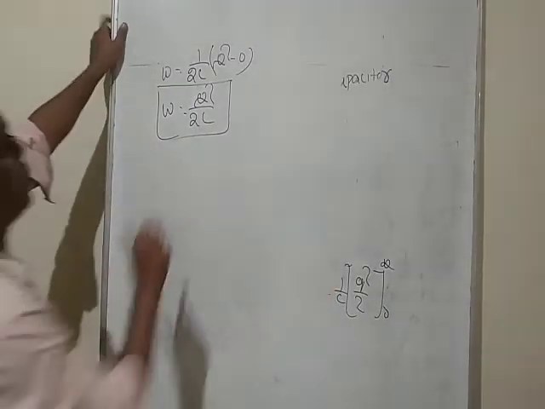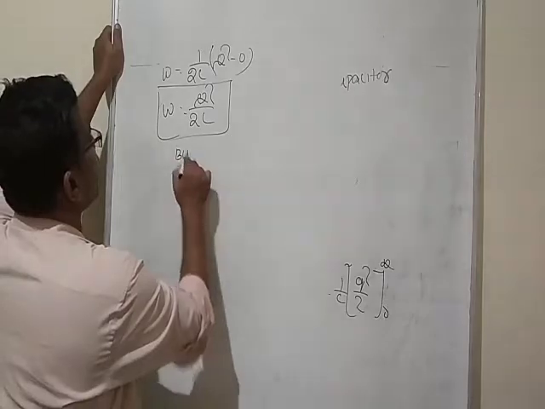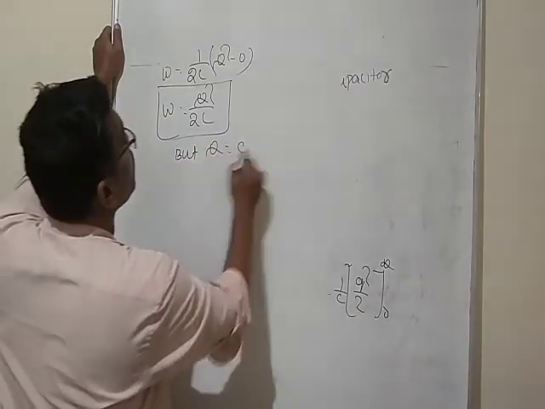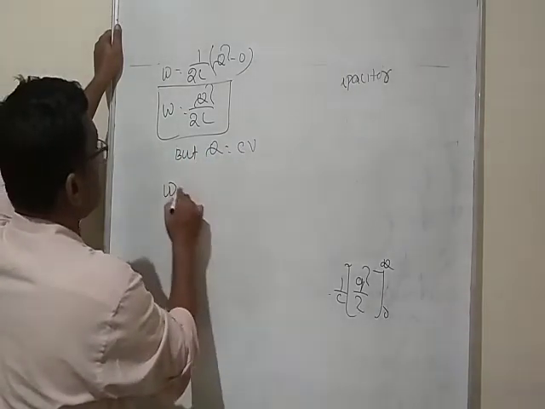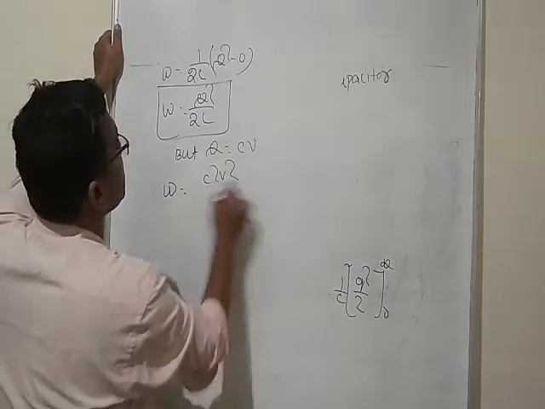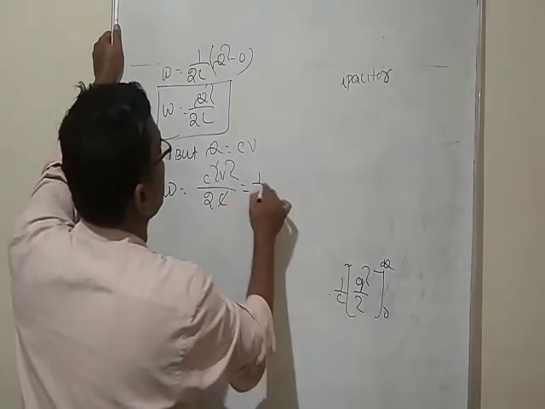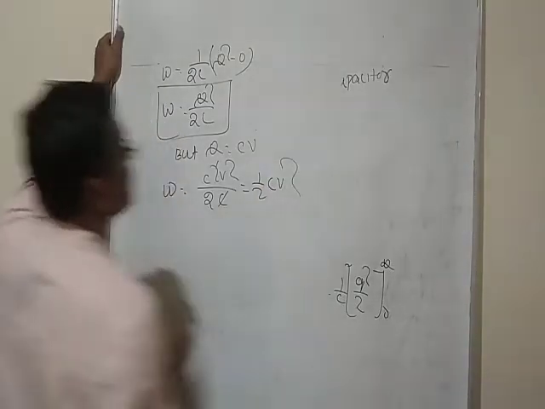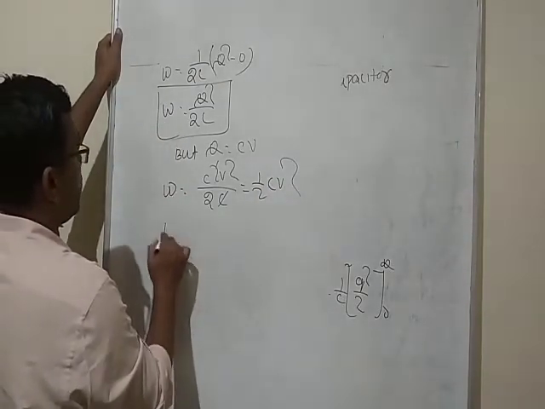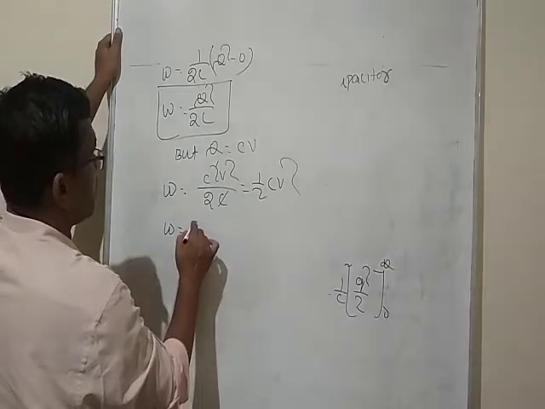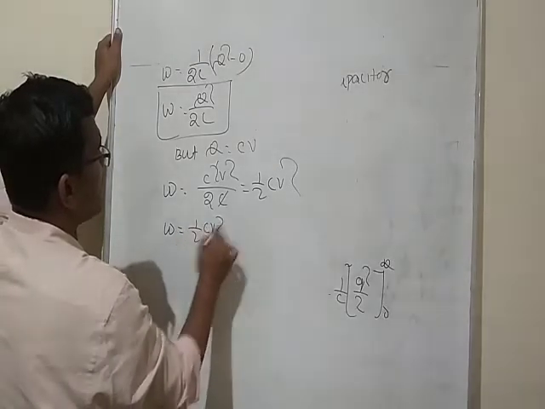W is Q square by 2C. But Q is equal to CV. So W is equal to C square V square divided by 2C, that is equal to half CV square. Another formula: W is equal to half CV square.